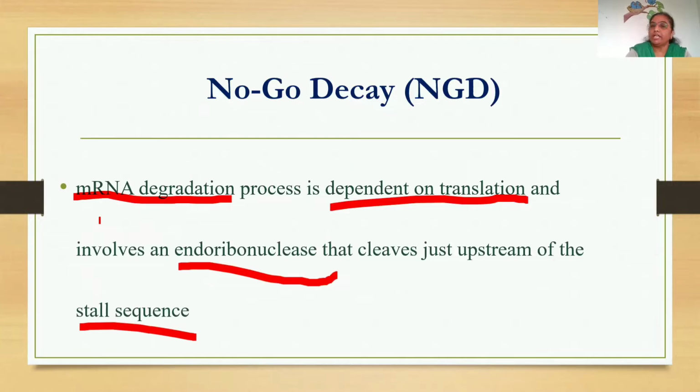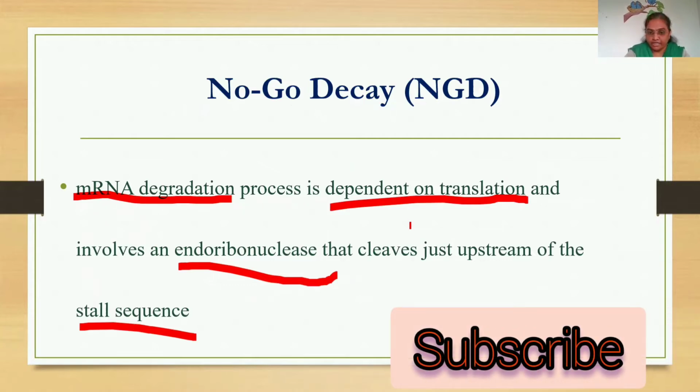No-go decay is the pathway which allows the degradation of the mRNA when the ribosome has been stalled. So when there is stalling of the ribosome during elongation, at that time endoribonucleases are going to cleave the RNA, and after dissociation of the ribosomes, that mRNA is going to be degraded.